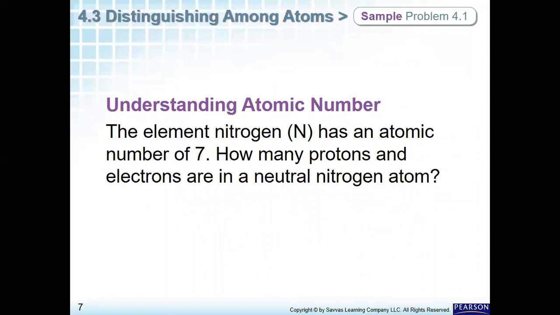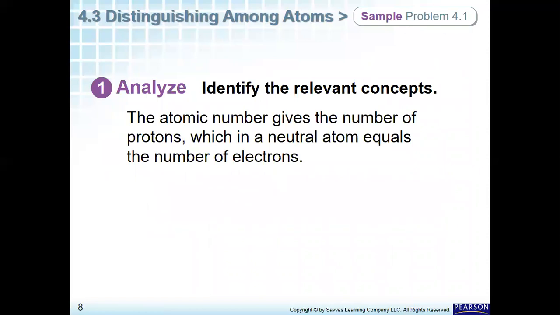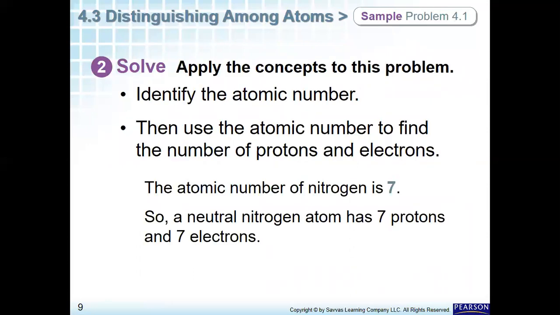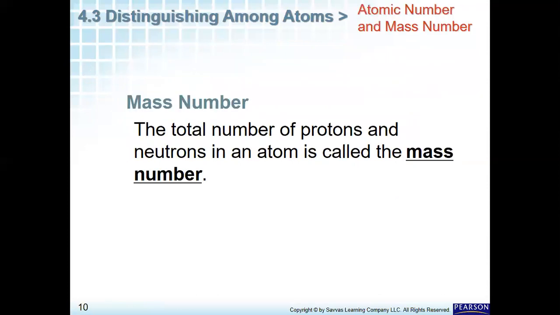Also, the element nitrogen, N, has atomic number 7. How many protons and electrons are in the neutral nitrogen atom? In the neutral nitrogen atom, the atomic number is the number of protons inside, so there will be 7 protons, and also there will be 7 electrons. Identifying the relevant concepts here, the atomic number gives the number of protons, which in neutral atoms is equal to the number of electrons. So to solve it, the atomic number is 7, so the number of protons will be 7, and the number of electrons will be the same.